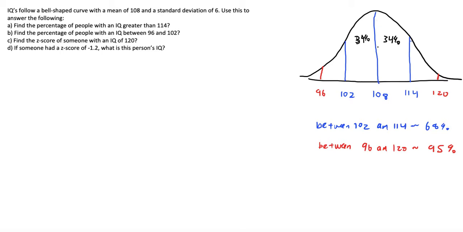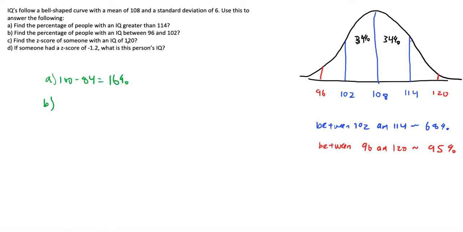So 50% of the people have an IQ below 108. 50% have an IQ above 108. So this is 50% from here to here, plus this 34%. So 84% have an IQ below 114. Okay. So if 84% have an IQ below 114, what percent then have an IQ greater than 114? Okay, well, 100 minus 84, right? So 100 minus 84, so that'll be approximately 16%. Okay, so approximately 16% of the population has an IQ greater than 114.